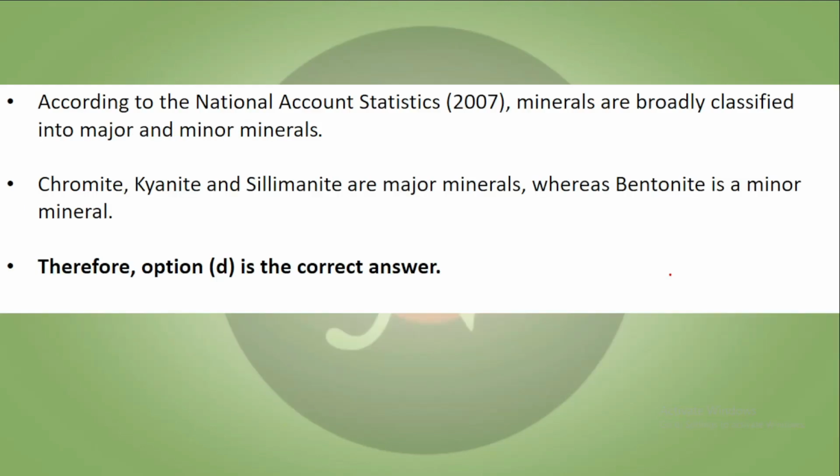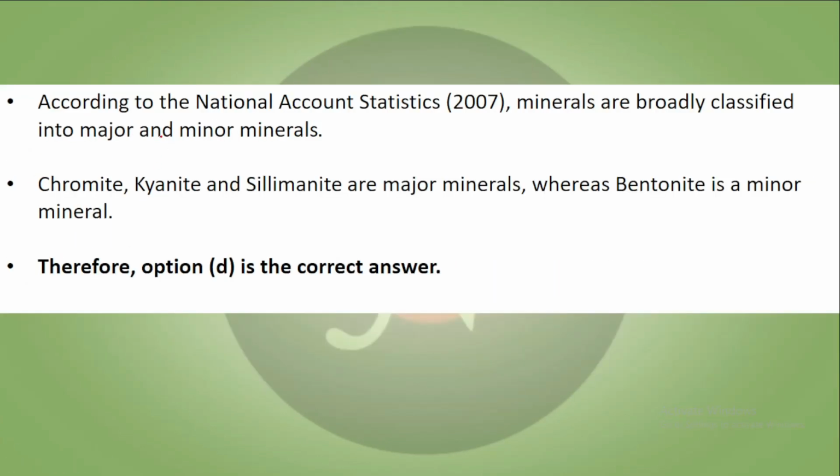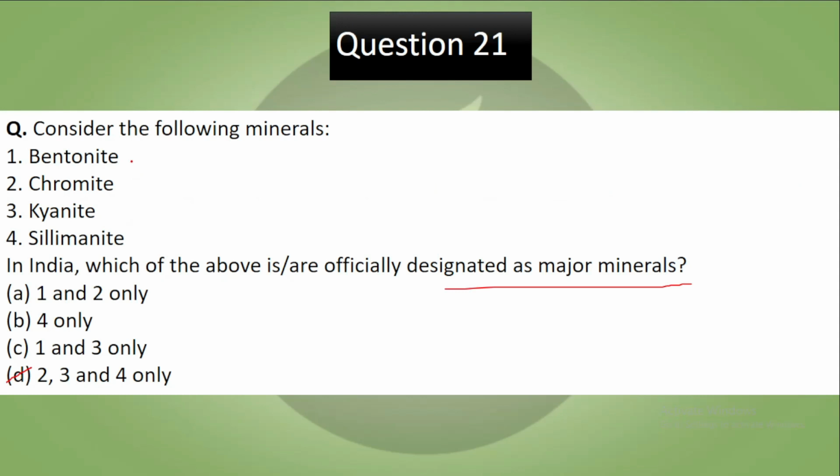So your correct answer to this question is D, which is 2, 3 and 4. According to the National Accounts Statistics, minerals are broadly classified into major and minor minerals. You must look at major and minor minerals once, as the question has been repeated many times in previous years. Chromite, kyanite, sillimanite are major minerals. Bentonite is a minor mineral. So the correct answer to this is, by eliminating 1, D.